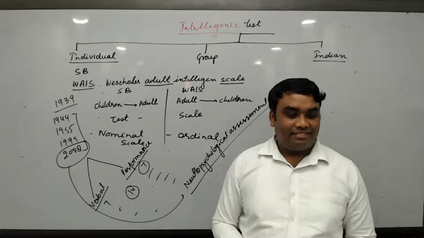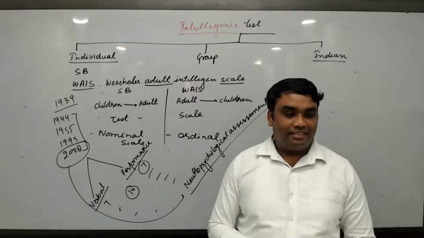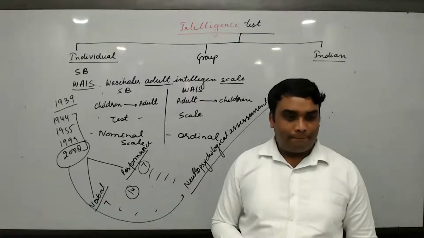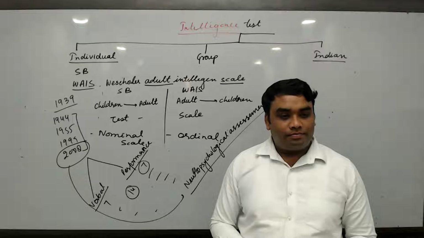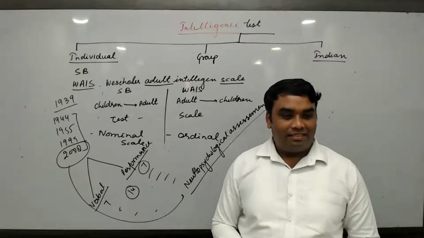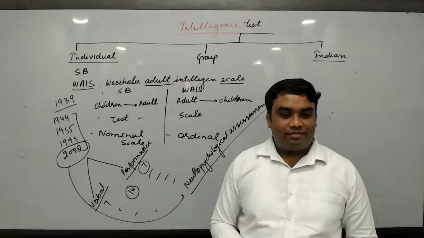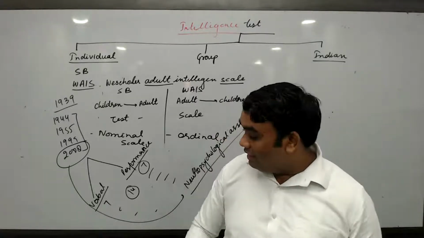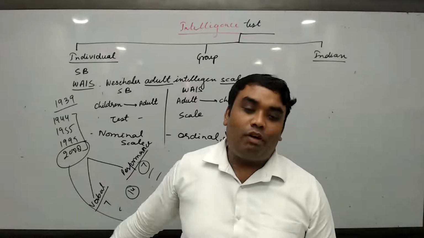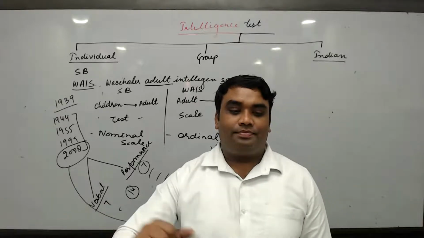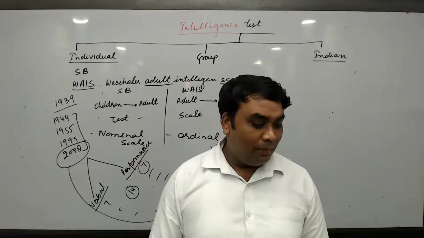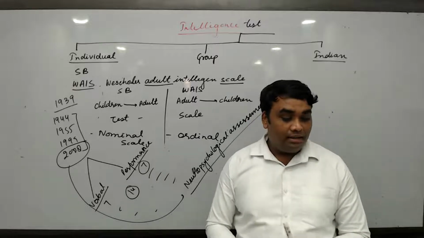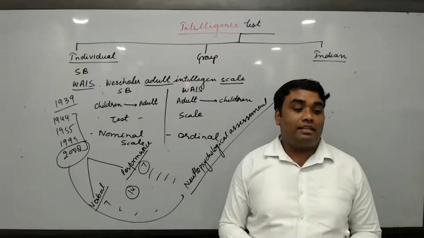I didn't have the clarity that there is a scale, but there are activities to do. So when you do well in the activities, you get placed in that scale. With the help of all the activities, they check verbal skill and performance skill. So this is one of the nice concepts given by Wechsler.